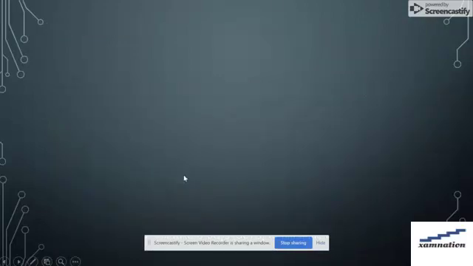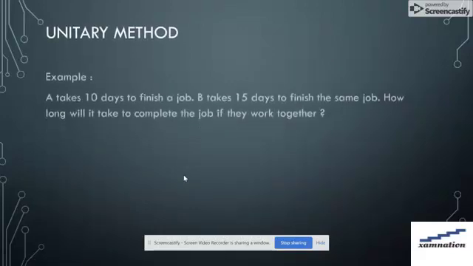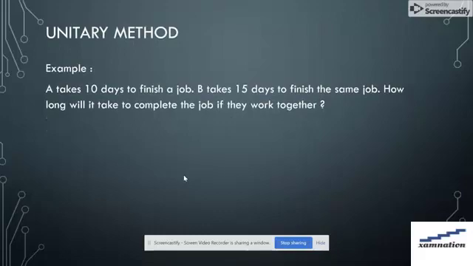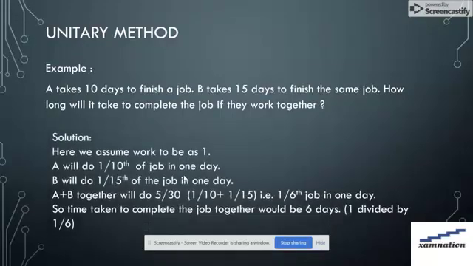Now we will see how to solve the same question using the unitary method. Here, as the name suggests, unitary, the amount of work to be done will be assumed as 1, and then we'll find the time. So the amount of work to be done is 1. So if A takes 10 days to finish 1, in 1 day he'll do 1/10 of the work. Similarly for B, he will complete 1/15 of the work.